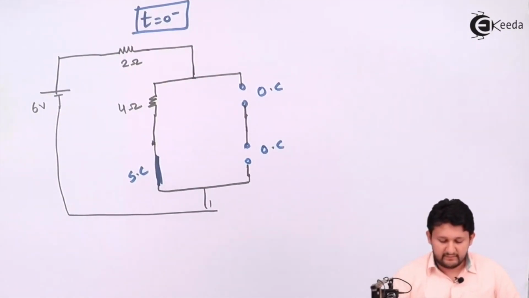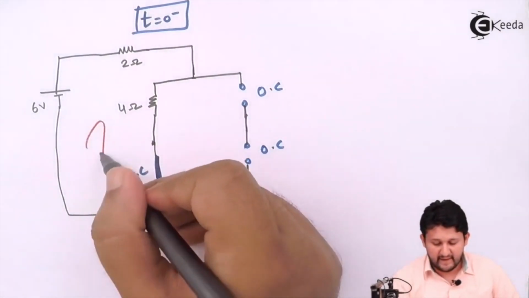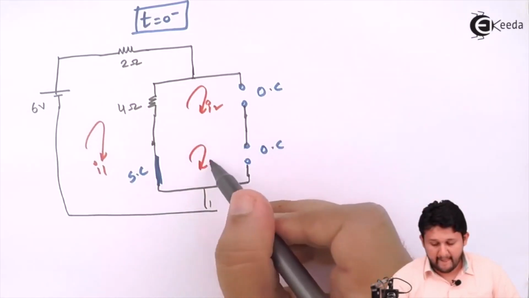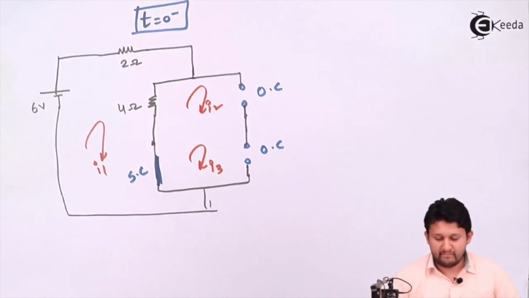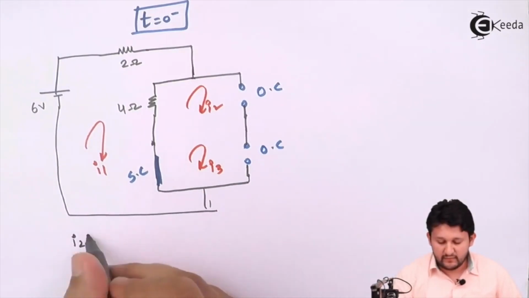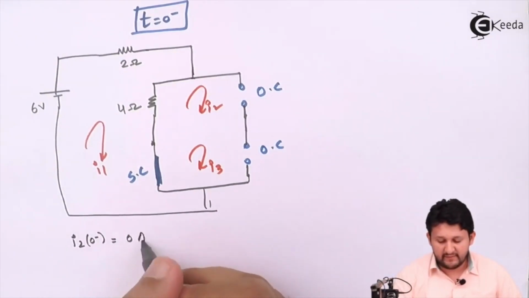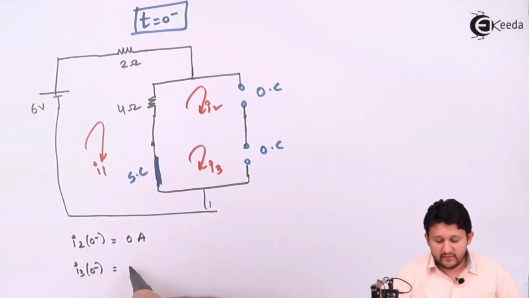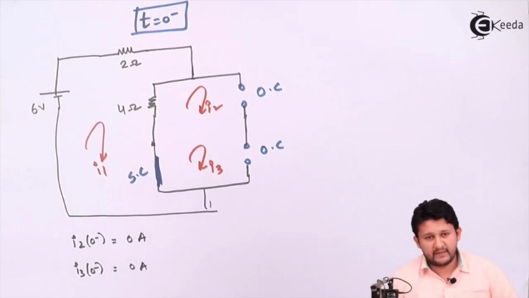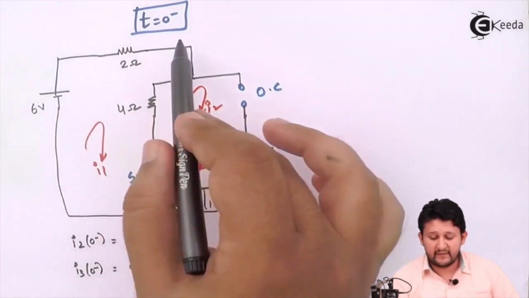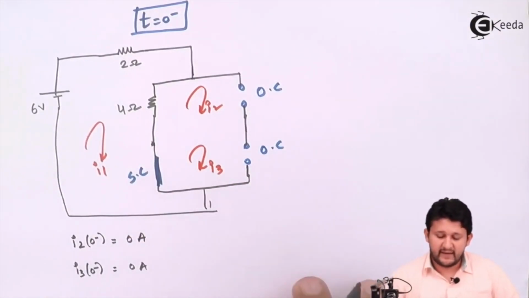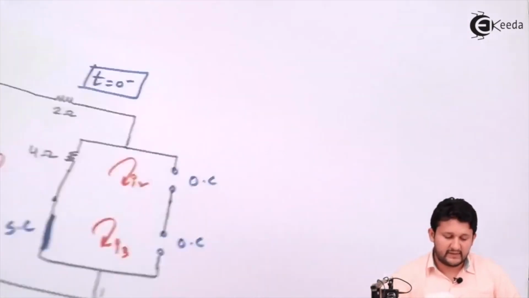So there are 3 currents, I1, I2, I3. So I2 at 0 minus will be equal to 0 amperes. I3 at 0 minus will again be 0 amperes. Both circuits are open. But what about I1, my dear friends? For I1, I have a closed circuit. So let's apply KVL. If I apply KVL, guys, what exactly will we get?